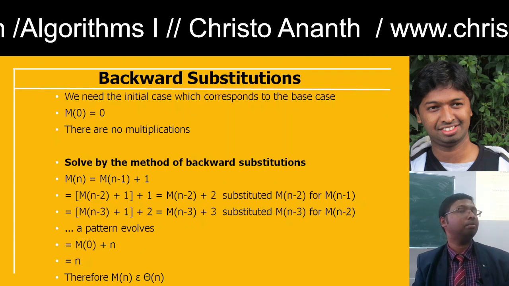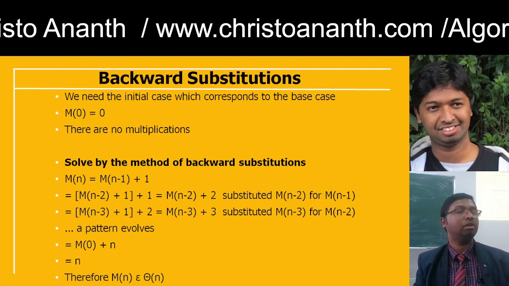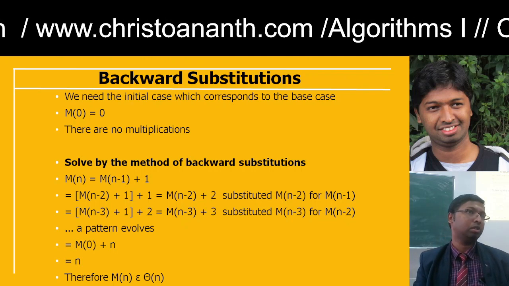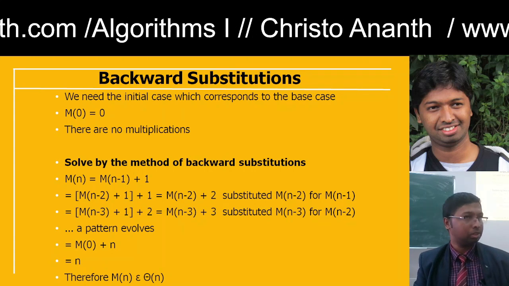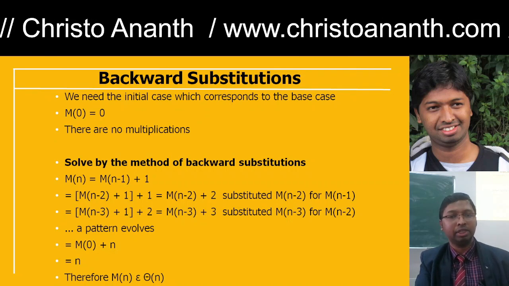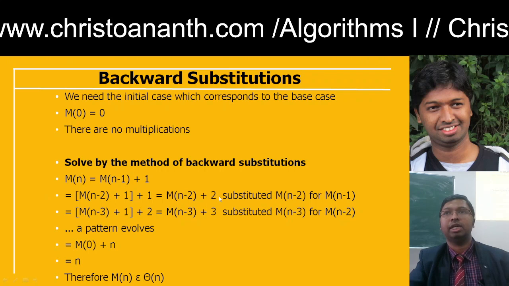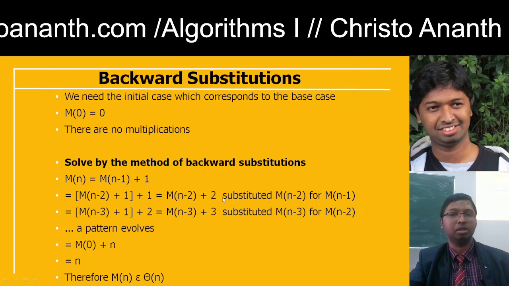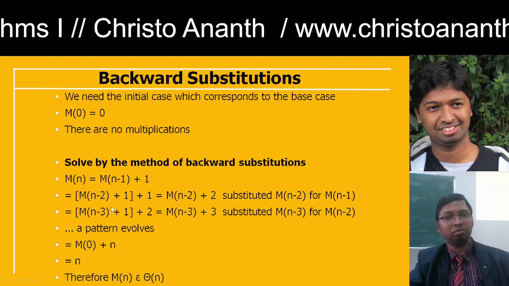Then you solve by backward substitution. Let us take the case M(n). You will have M(n minus 1) plus 1. You can repeat the order: M(n minus 2) plus 1, whole plus 1. So you will have M(n minus 2) plus 2, as the 1 and 1 get added to give plus 2. Similarly, M(n minus 3), you repeat the order, plus 1 plus 2.